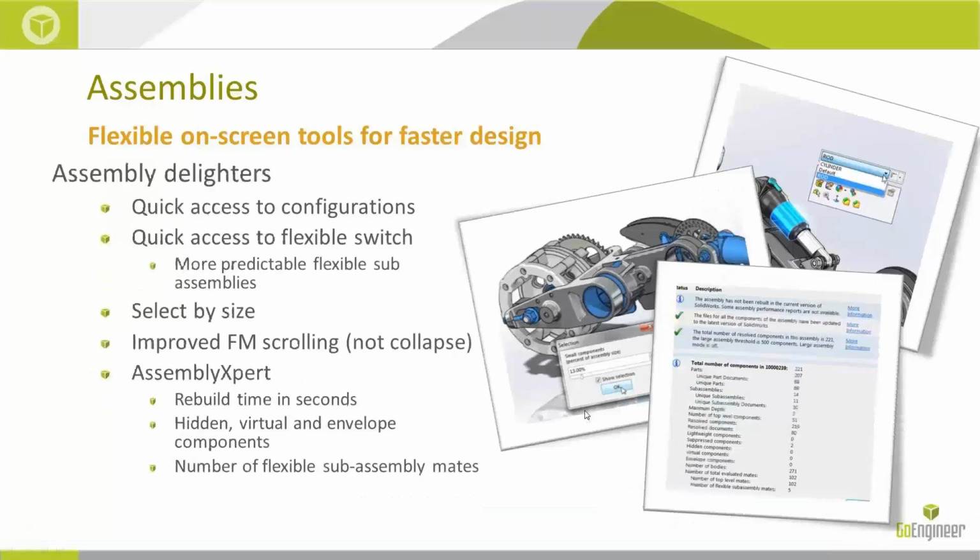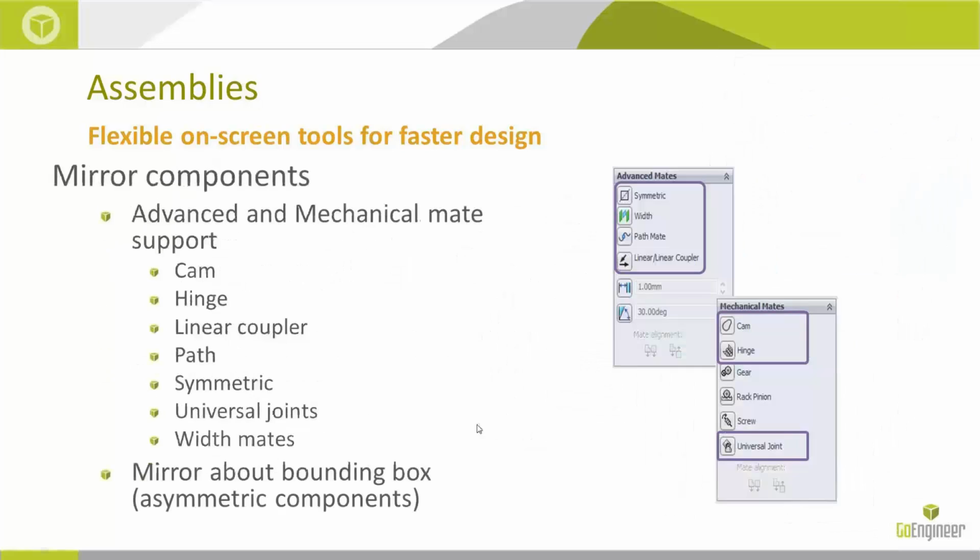We have some of the things that I showed you, the quick access to configurations, the flexible switch is easier to get to in the pop-up toolbar, and it behaves more predictably. You have the select by size, improved scrolling. Assembly Expert has a few new enhancements to it. If we look at the next slide, we have mirror components.